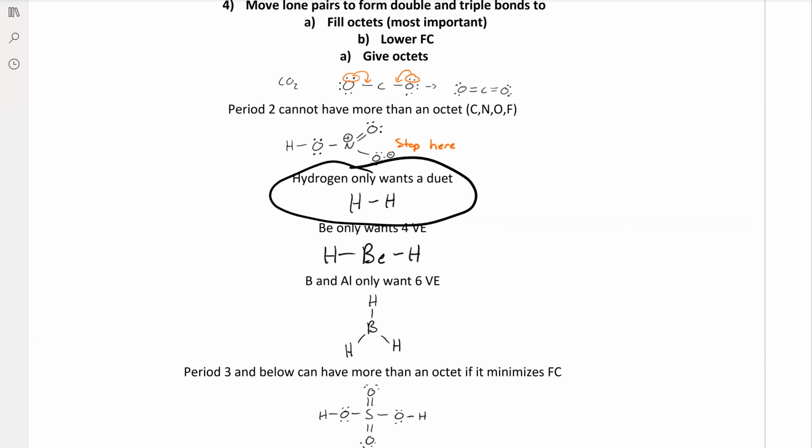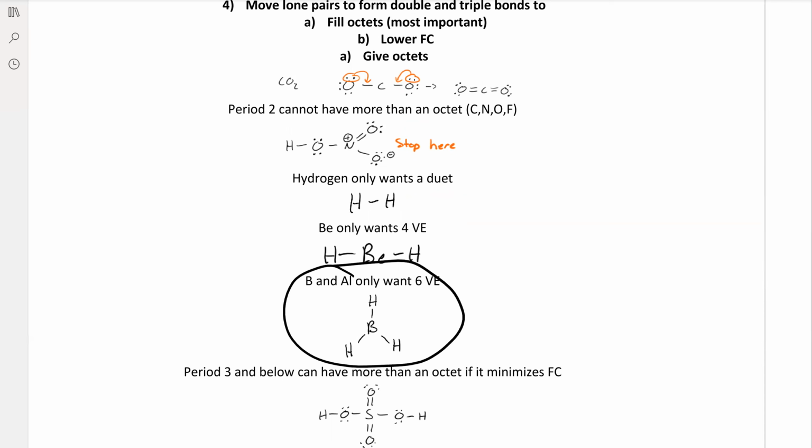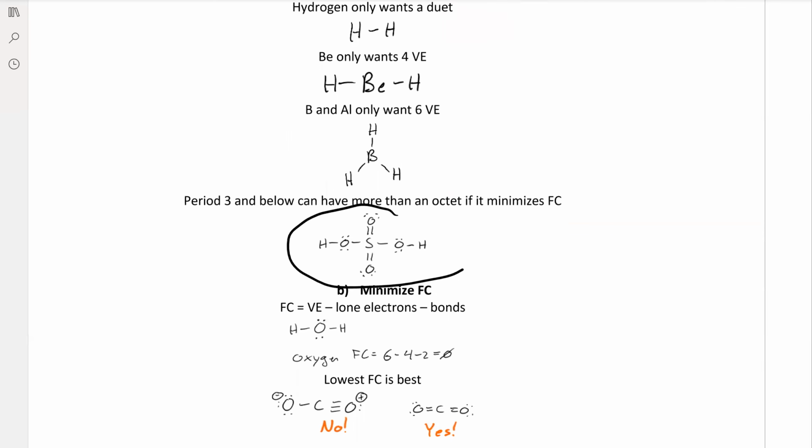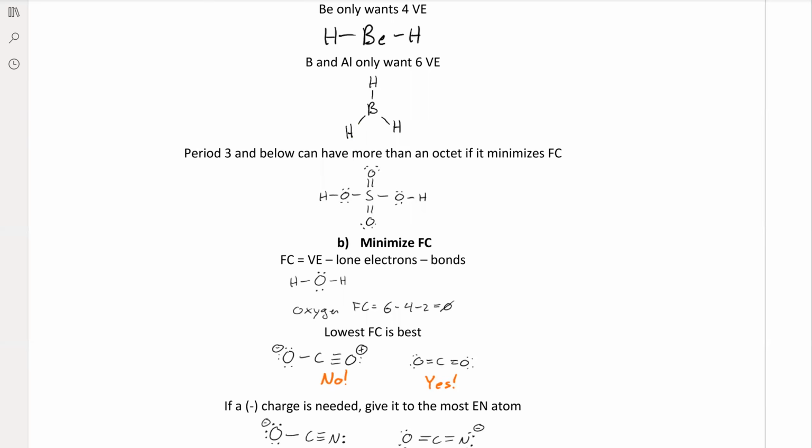Remember, hydrogen only wants 1 bond or a duet. Beryllium only wants 4 valence electrons or 2 bonds. Boron and aluminum only want 6 valence electrons or 3 bonds. Period 3 and below can have more than an octet if it minimizes formal charge. Remember for sulfuric acid, we broke the octet rule because it helped minimize formal charge.